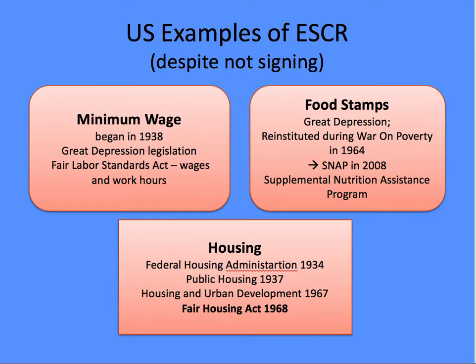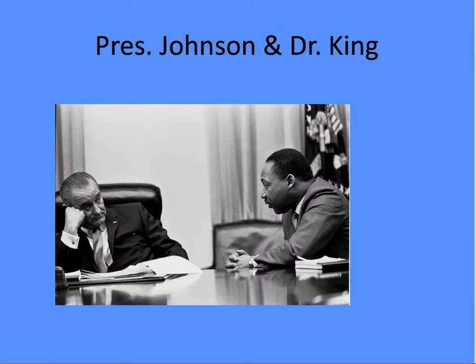Another example is with our food stamp system, currently called SNAP, or Supplemental Nutrition Assistance Program. We've had those off and on since the Great Depression in the 1930s. And then we have a lot of housing law. As flawed as it is, we at least do have some housing law. And those are all examples of economic and social legislation.